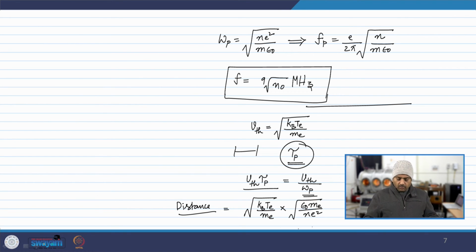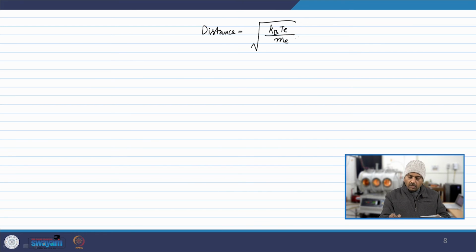Now, surprisingly, if you simplify this, let us say we write it again. So, this distance is the ratio, right, which is square root of k_B T_e by m_e, thermal velocity, into 1 by omega p, which is square root of epsilon naught m_e by n e square. So, if you multiply this, what you will realize is it will be square root of k_B T_e epsilon naught by n e square.